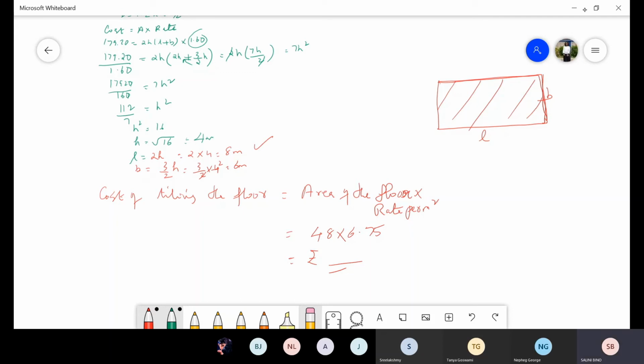675 and 48. Check whether it is correct. Rupees 324.